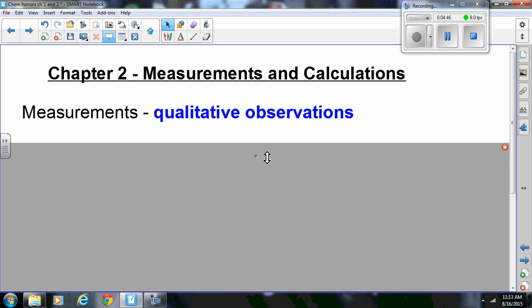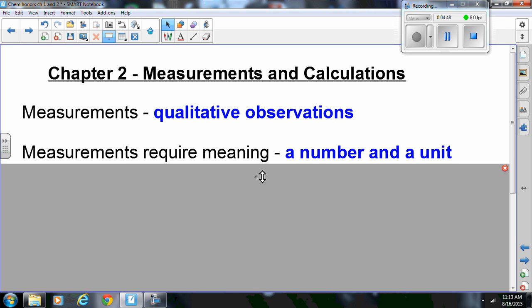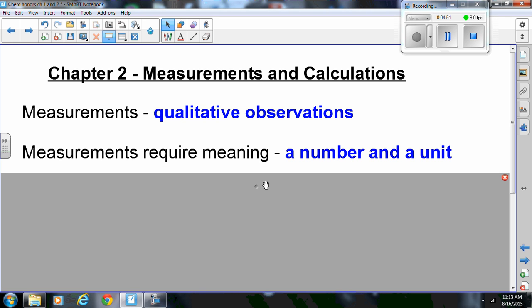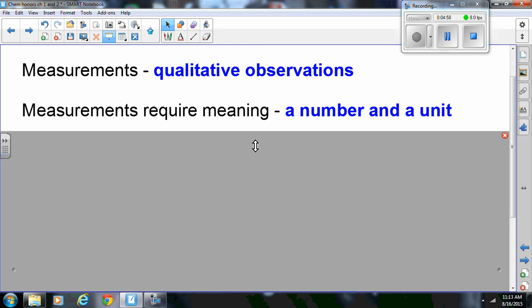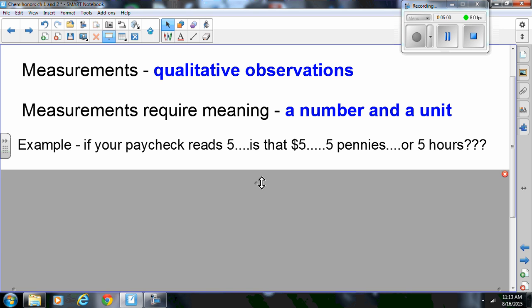Alright, so a measurement really is a quantitative observation, and you have to give them some meaning, and the meaning is the unit. So you'll always find some number that you're measuring, but I need to know what that number means, and so do you. So a good example is your paycheck. If you get a paycheck that just reads 5, is that 5 cents, $5, 5 hours? What is it that that 5 means? And that's exactly what I want you to do in the chemistry class.